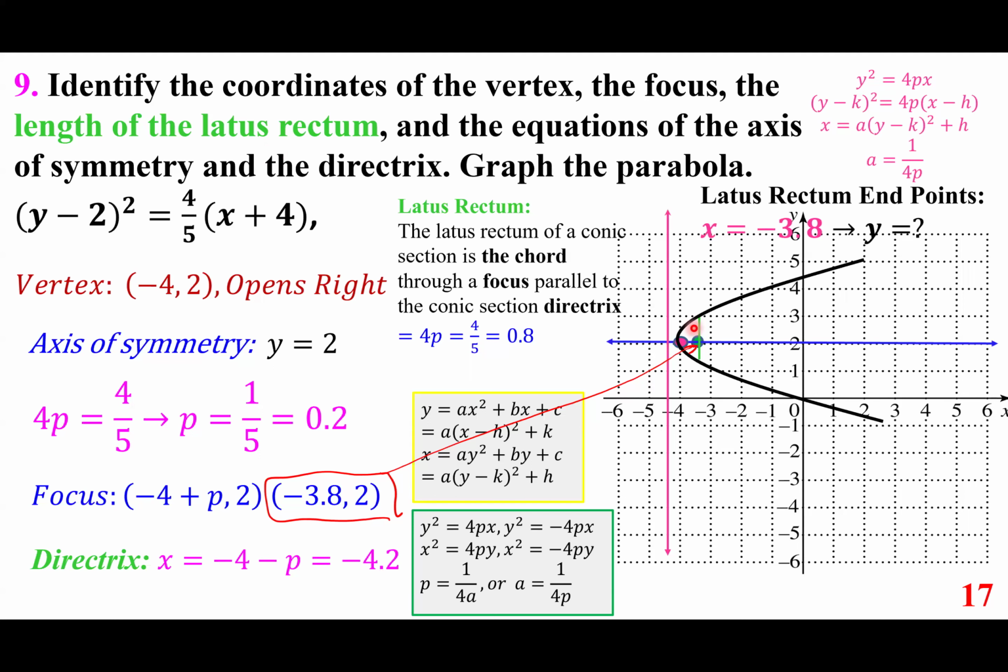Now we're going to go up and down. Okay, up and down. So from here, we are going to go up and down. Look at the y coordinate, it is at 2.